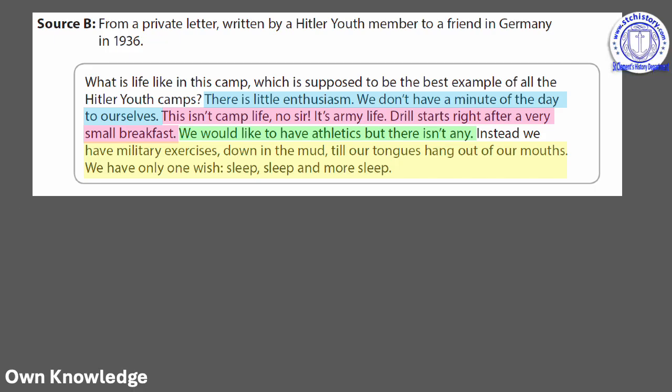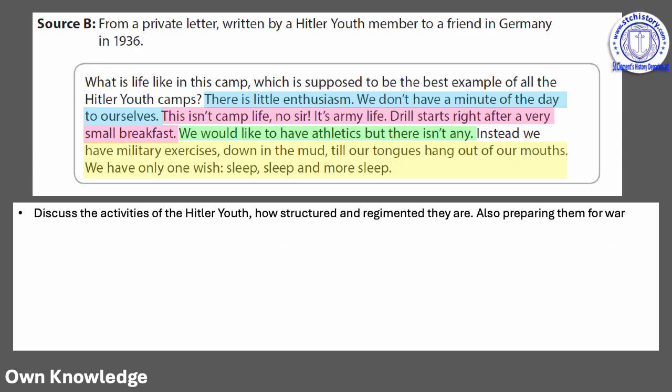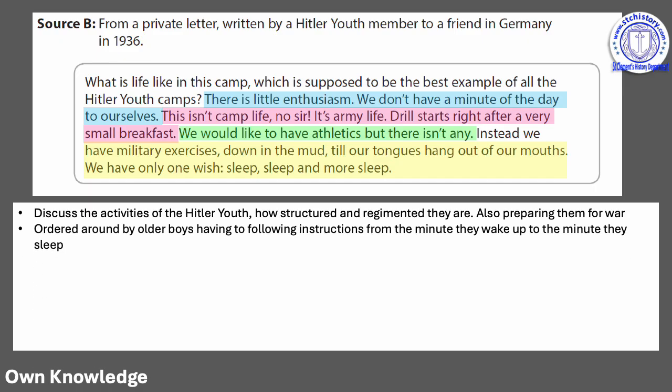All right, so with that said, with our source annotated almost, if you like, with 4 C's there, we just need 2, remember. These are some of the things that you might add for some own knowledge to back those up. So you could discuss the activities of the Hitler Youth, how structured and regimented they are, how they were preparing them for war. You know this stuff, so this is where you'd say, I know that. It's ordered around by older boys. You could talk about that, having to follow instructions from the minute they wake up to the minute they sleep, and maybe how some of them didn't like that. You could bring a little bit of that in if you want.